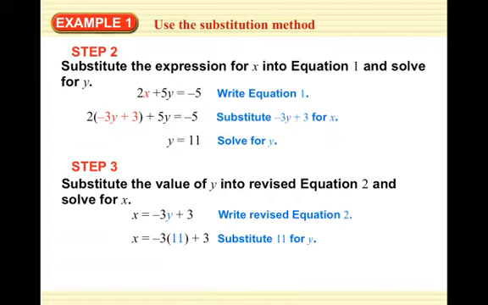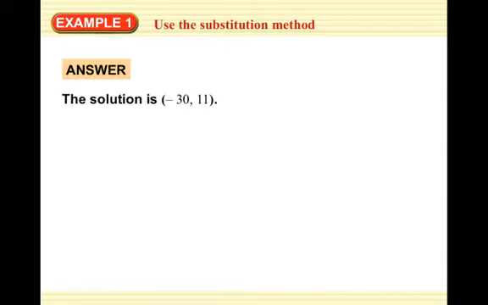So we have x equals negative 3 times 11. Notice in blue there, to help remind you that we're substituting 11 for y, because we know y equals 11 for this system, plus 3. So that's negative 33 plus 3, so negative 30. So x equals negative 30, y equals 11 is your solution.